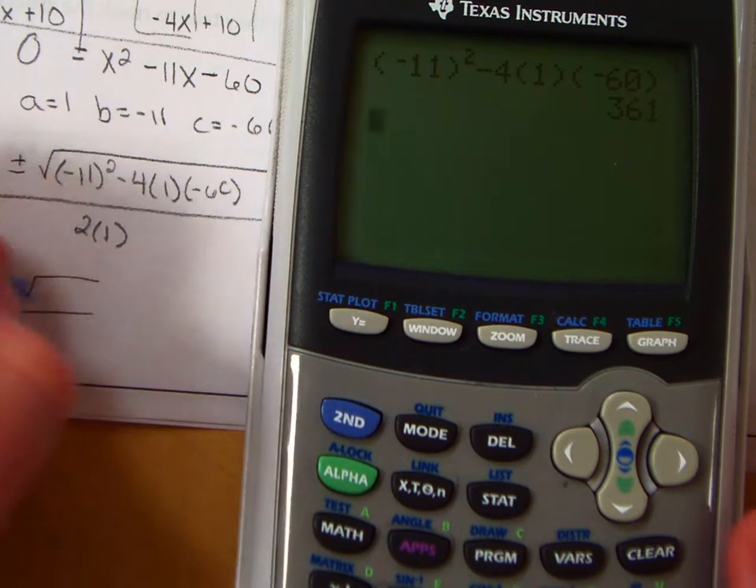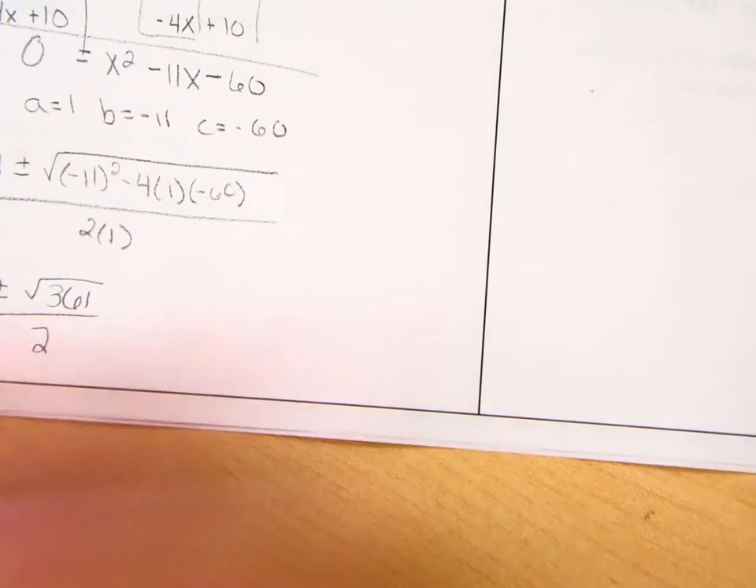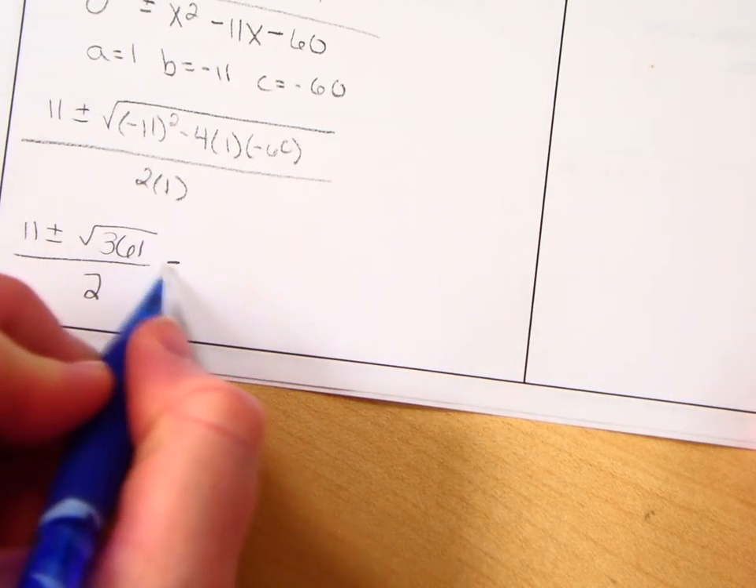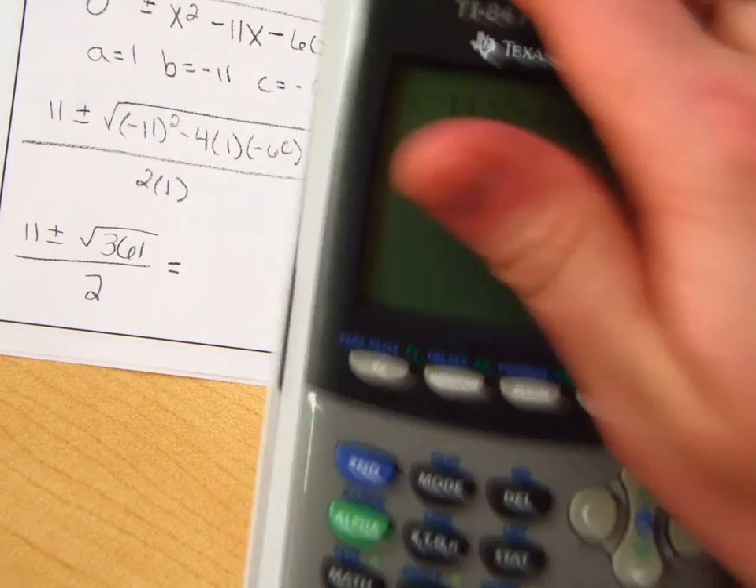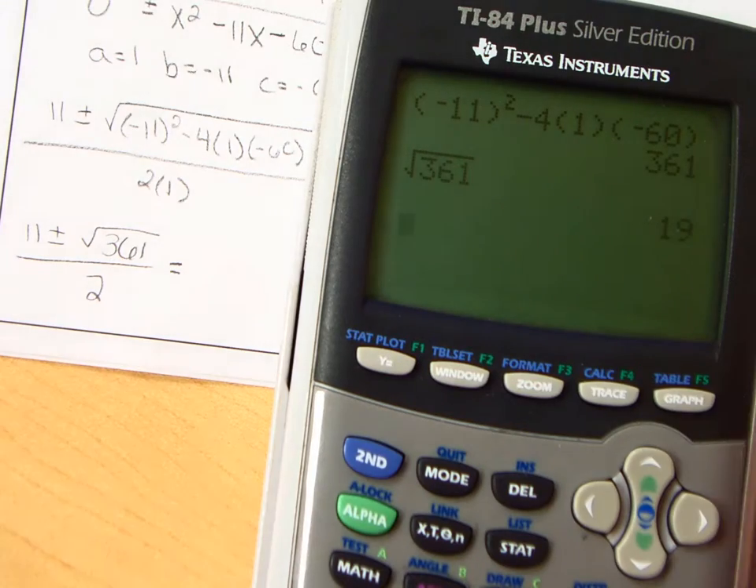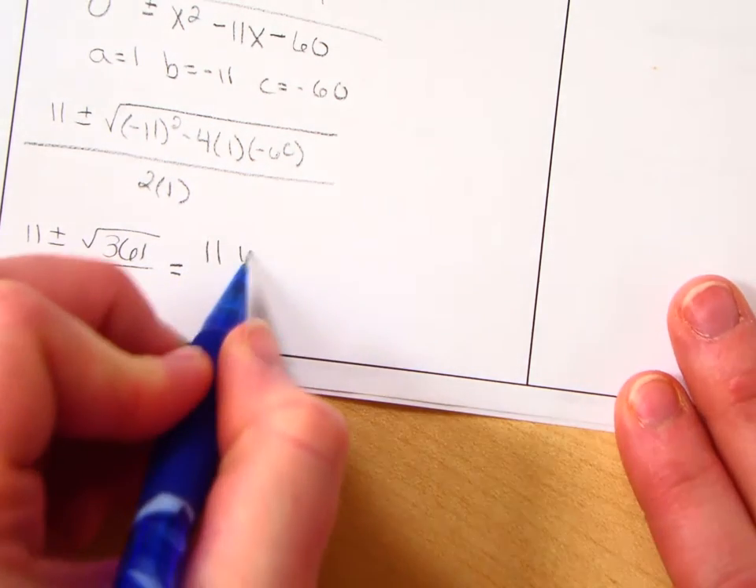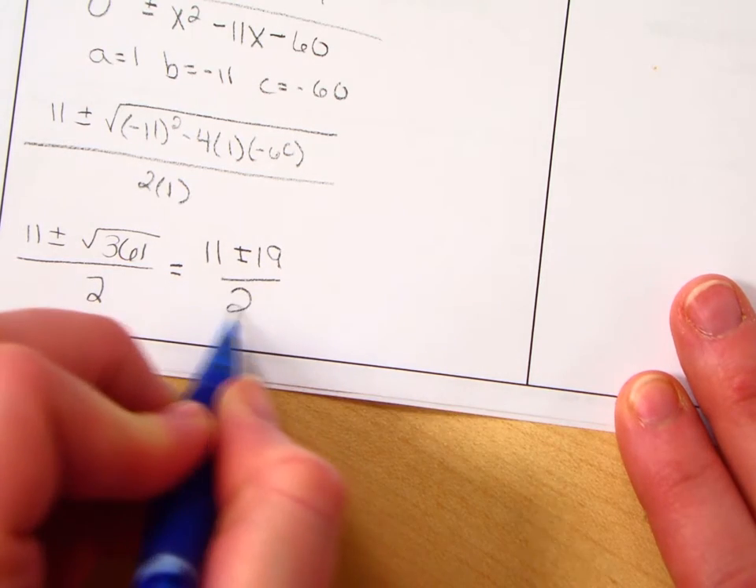And we get 361 over 2. Then the students take the square root of 361, and if it's a decimal, that's okay. It's not in this problem. The square root of 361 is a plain 19. But if it's a decimal, that's all right. There are decimal answers. So that's 11 plus or minus 19 over 2.